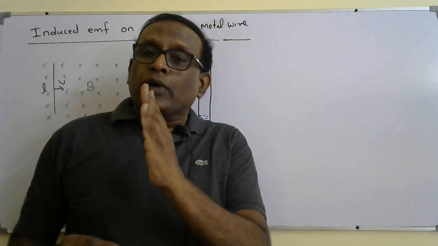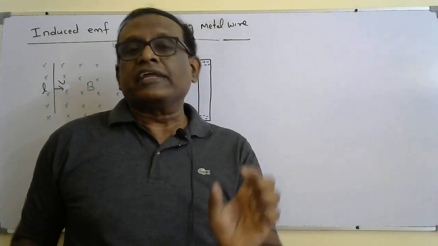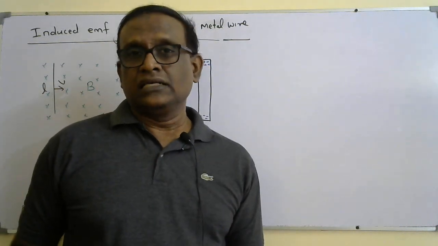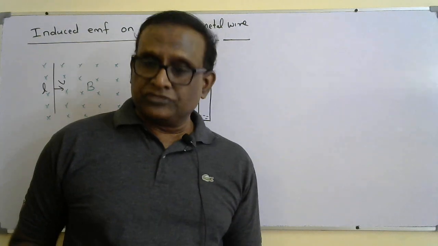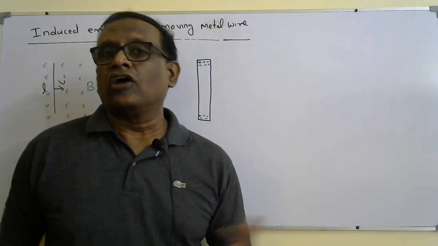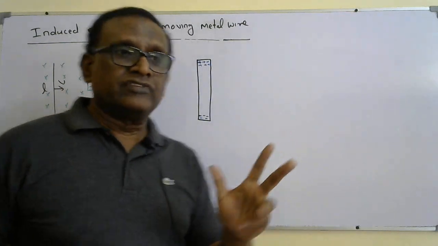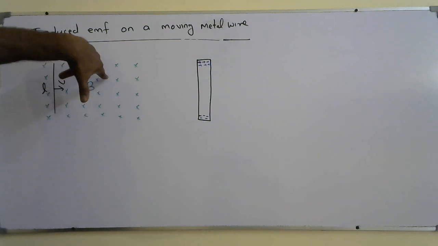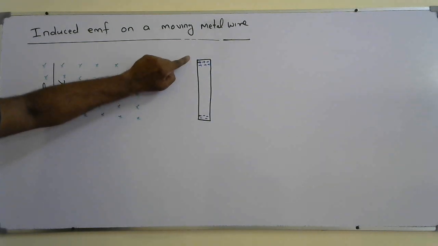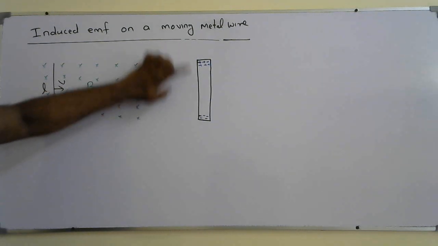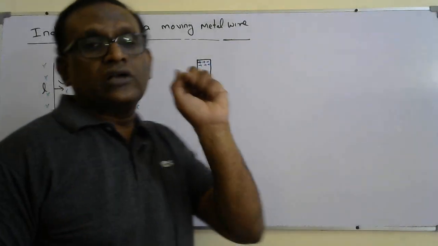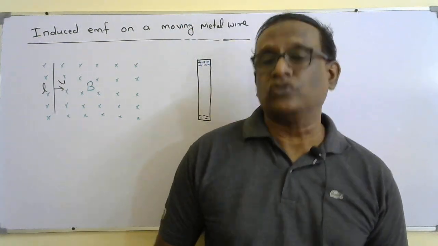So again, when the metal wire moves, the free electrons, or the delocalized electrons, are moving relative to the magnetic field. So relative to the magnetic field, there is current flow. Due to this, the delocalized electrons of the wire will experience a magnetic force, and according to Fleming's left hand rule, they will experience a magnetic force downwards and be shifted to the lower end of the rod. The upper end will become positively charged. Due to these separated charges, there will be a potential difference across the ends. That is called the induced voltage.